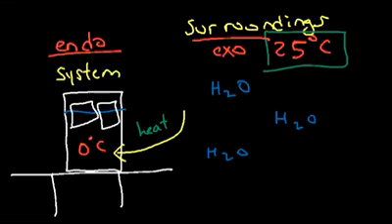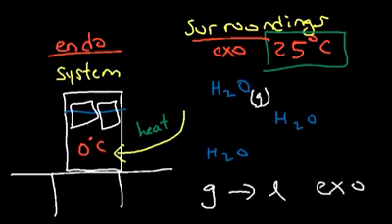Now the water molecules in the air, which are at 25 degrees Celsius, are going to transfer their heat energy into the glass of water. As they lose that heat energy, they will condense into a liquid. Whenever you have a gas converted into a liquid, it's an exothermic process. Heat energy is released. So these gaseous water molecules are going to release their heat energy to the cold water and they're going to liquefy.